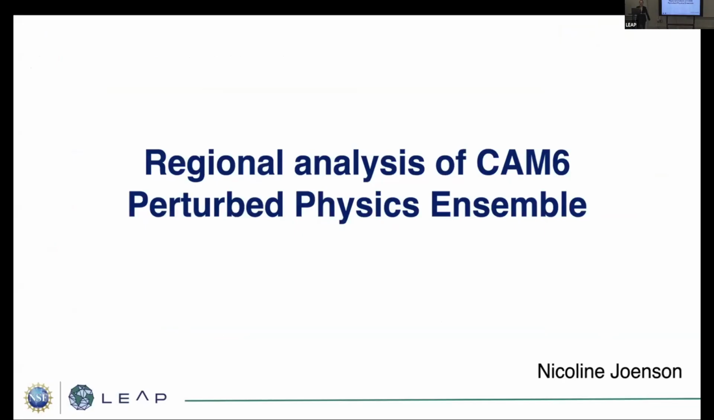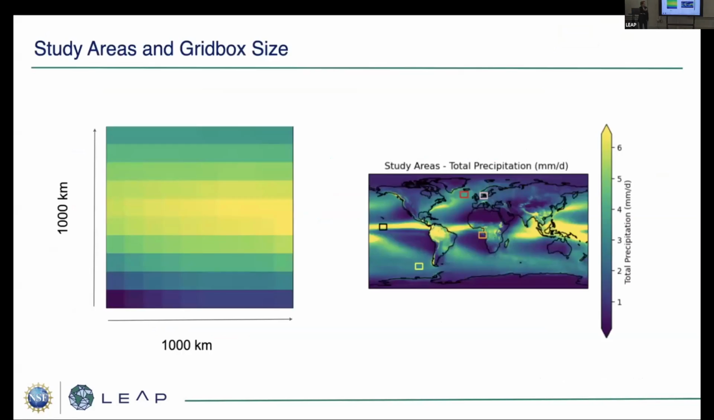Hello, everyone. So my name is Nicolene, and I'm an undergrad at Columbia majoring in physics. What I use the Perturb Physics Ensemble for is regional analysis of precipitation output. To the right, you see the 5 areas that I chose to look at. I chose these areas because of their different precipitation patterns, and because I expected some of the areas to potentially have less observational data and therefore some interesting results. The approximate size of these grid boxes was 1,000 by 1,000 kilometers.